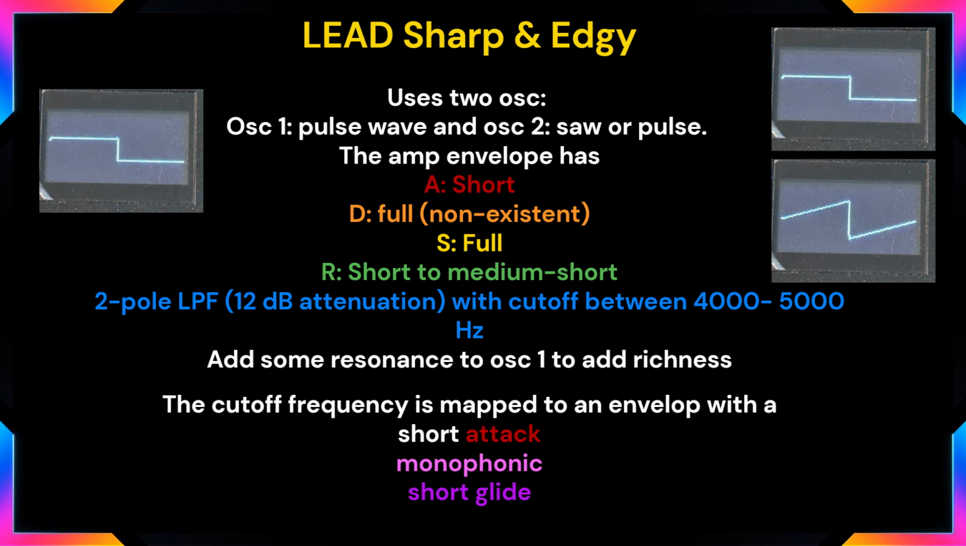4,000 to 5,000 hertz. Adding resonance on oscillator 1 adds to the richness of this sound, and the cutoff frequency is mapped to an envelope with a decay of around 1800 milliseconds. It is monophonic and has a short portamento attached to it.